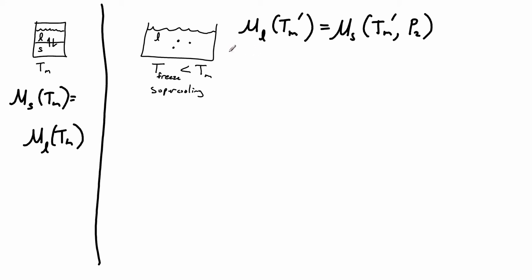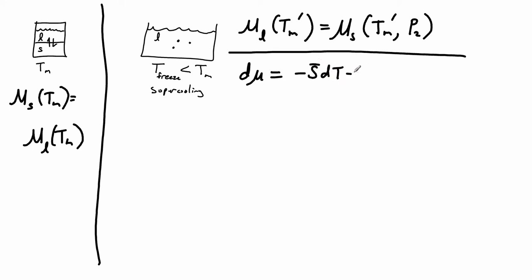So we go back to the molar Gibbs function. So we say the differential of the chemical potential is minus S bar dT plus V bar dP.